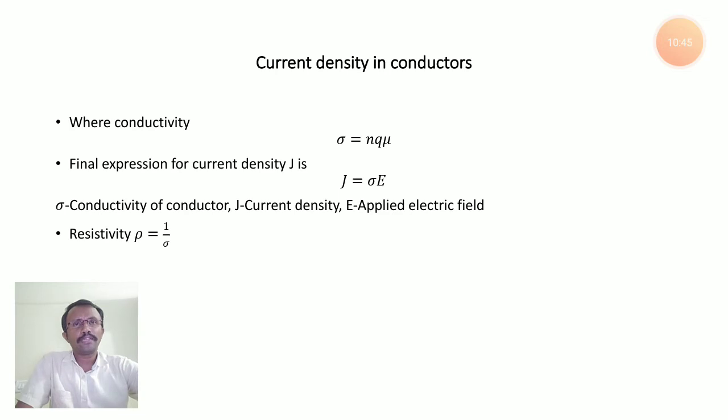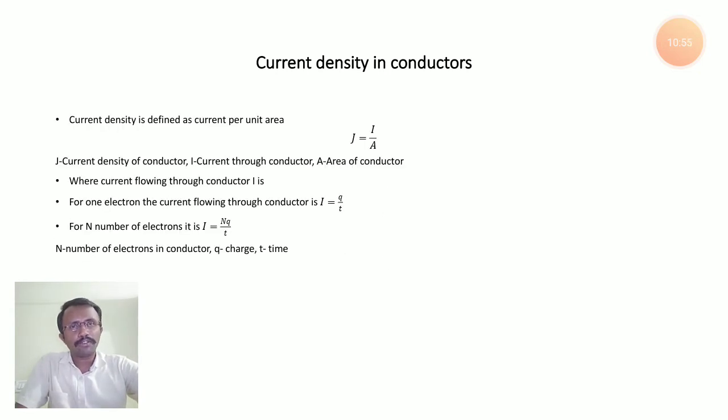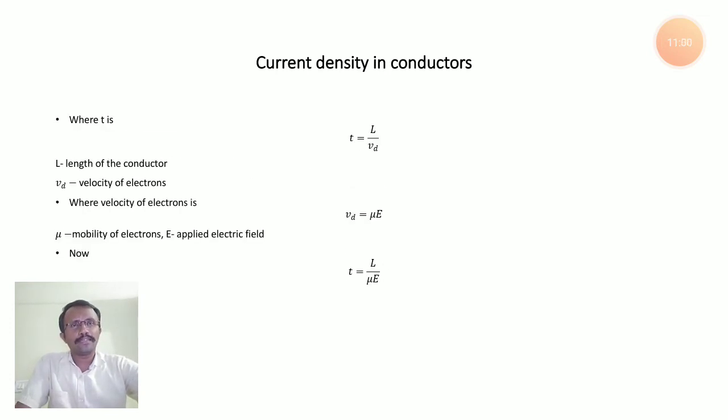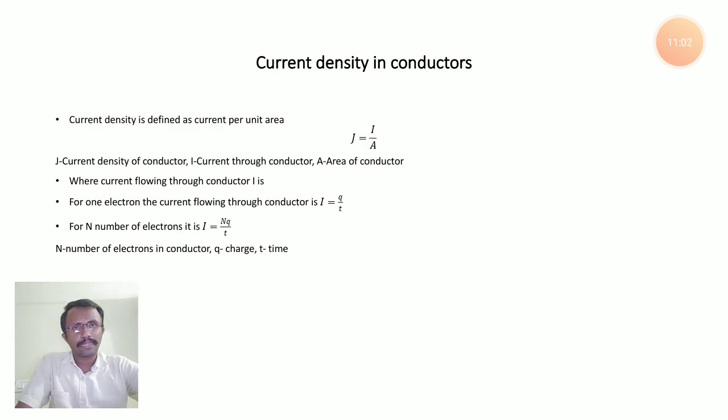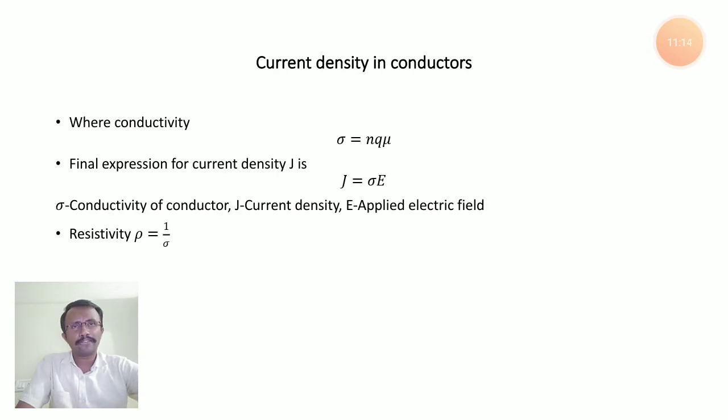So if you see problems related to current density in conductors, very basic problems are related to the J is equal to I by A expression, or J is equal to sigma E. In some problems they'll give the current flowing through the conductor and the area of cross section. They may ask what is the current density of the conductor. At that time you have to use J is equal to I by A. In some problems they may ask you to find out the conductivity of the conductor by giving the current density and applied electric field.